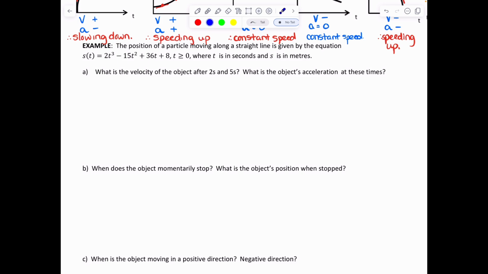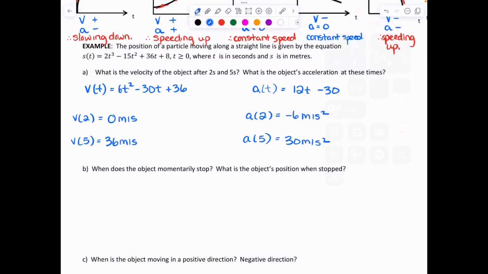And the first question is, I'm asking you to find the velocity of the object after 2 and 5 seconds and the acceleration at these times as well. So hopefully you know what to do there. So pause the video and then just check your work to make sure that it is correct. Hopefully you got these numbers, and don't forget units there as well.